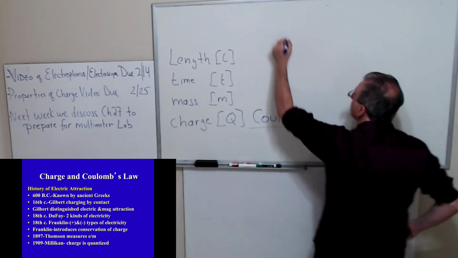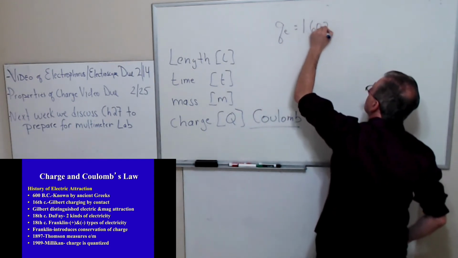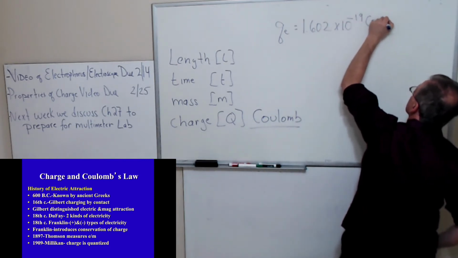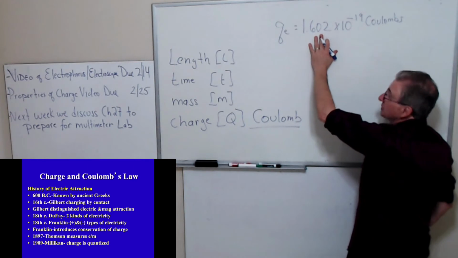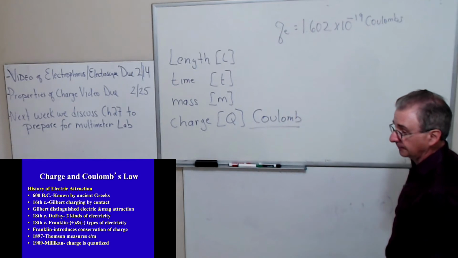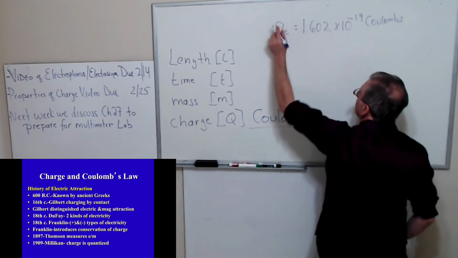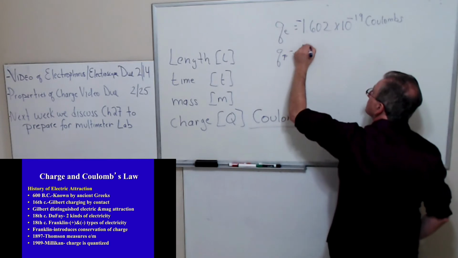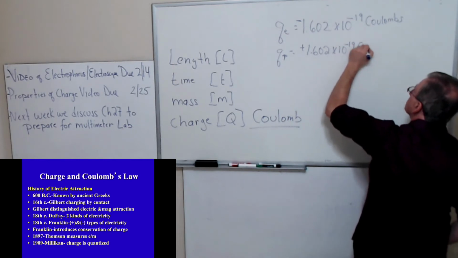The charge of the electron, I'll write it as Q sub E, is 1.602 times 10 to the minus 19 coulombs. We know this in more decimal places. Usually I'm going to write this as 1.6 times 10 to the minus 19. That's the basic unit of charge. And for the electron, this is negative. For the proton, which is positively charged, this value is plus 1.602 times 10 to the minus 19 coulombs.